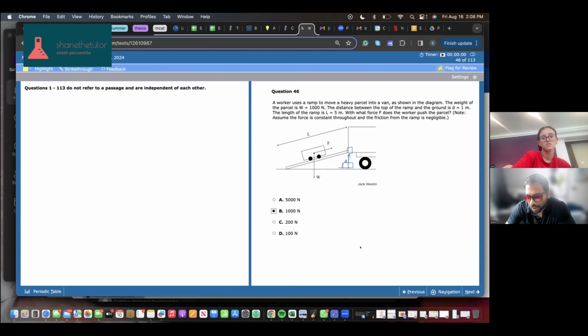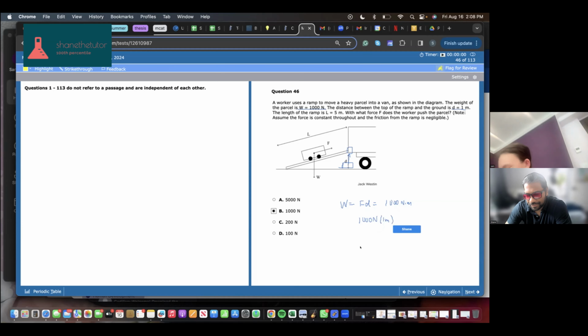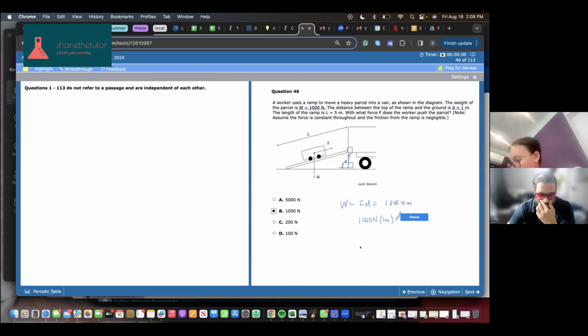That work energy, so work equals F times D, and that work is going to be 1 meter times 1,000 newtons, so 1,000 newton meters, right? And that's because we did 1,000 newtons times 1 meter, right? To get that. Yes. Okay.